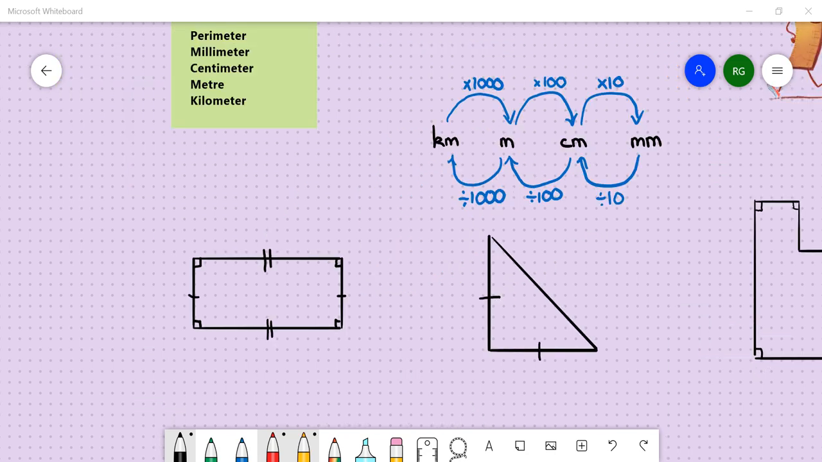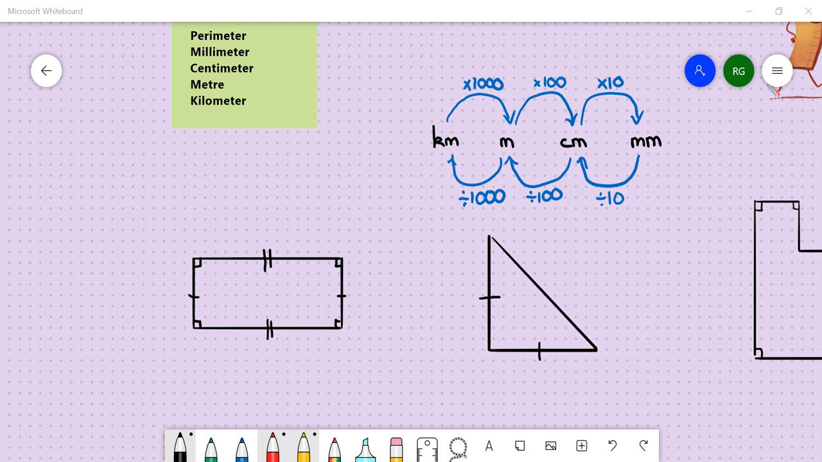Now as we move down to the bottom left corner of the screen, we're going to see a few shapes. First one is a rectangle, and the reason I've included this is questions might be how far around is this shape? That means what is the perimeter? So the perimeter means the outside of a shape.